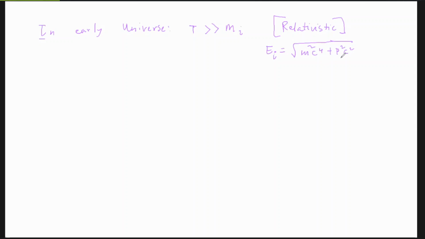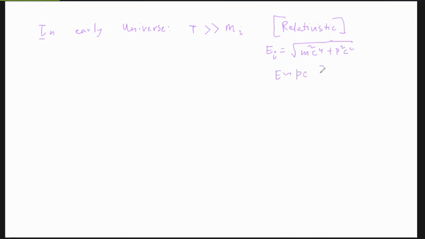Here, you can tell. P is the momentum. So when temperature is much higher, which term will dominate? P square, C square. So E is approximately PC, and that's what happened with the photon. Yes?